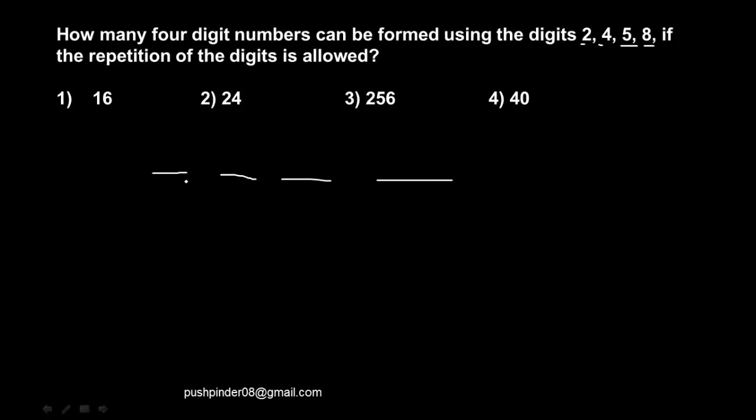So how many numbers can come here? Any of the 4 numbers: 2, 4, 5, 8, because a 4-digit number can contain anything. Over here any 4 numbers, over here any 4 numbers, over here any 4 numbers. My answer is 256. Easy question, right?